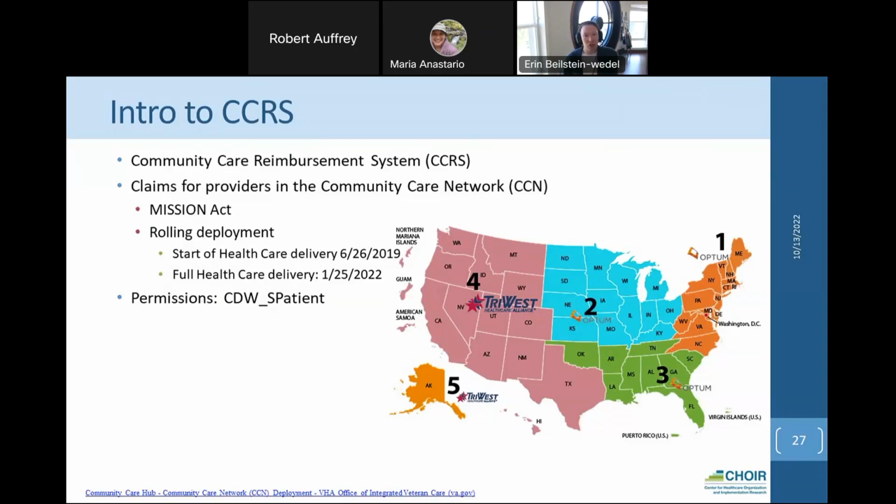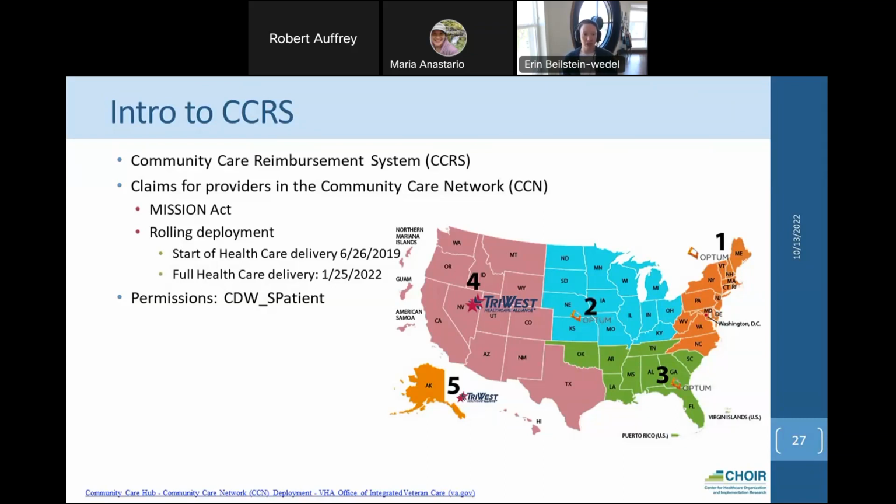So the two new systems being stood up, the first one is CCRS, and this stands for the Community Care Reimbursement System, and it contains claims for providers in the community care network. And this map shows the different networks. There's five regions. And it was stood up along with the Mission Act.